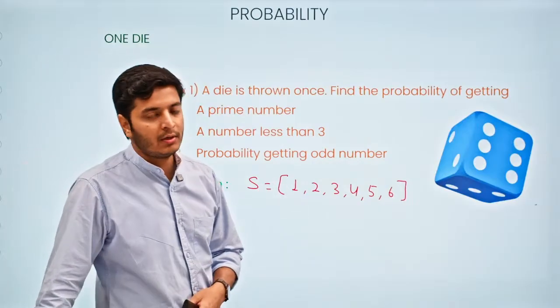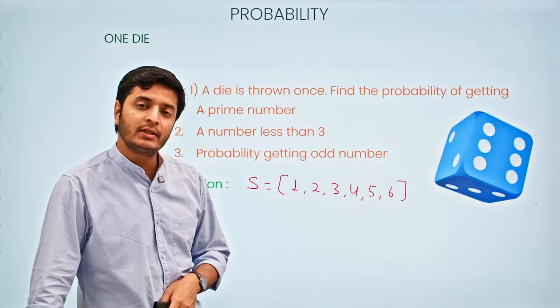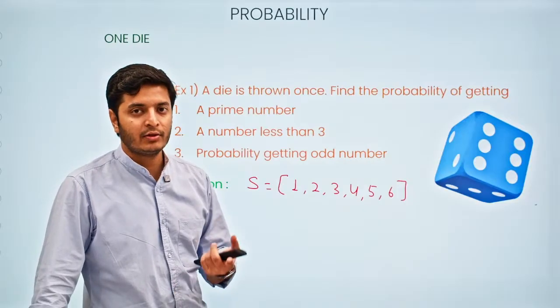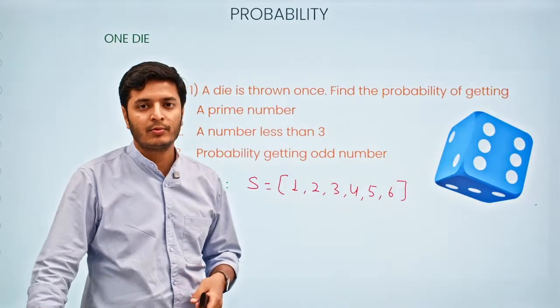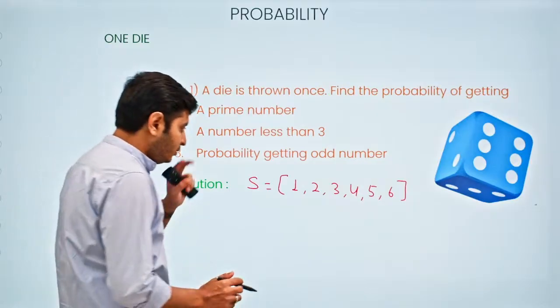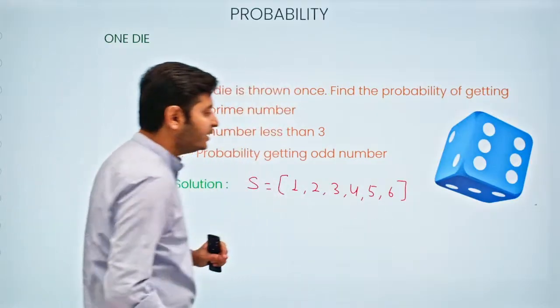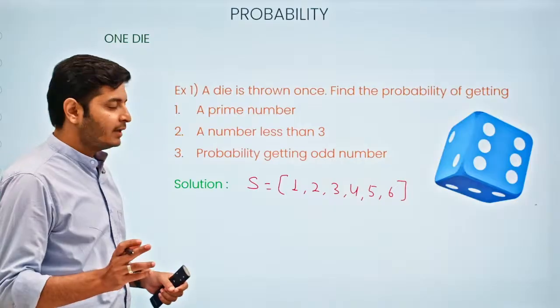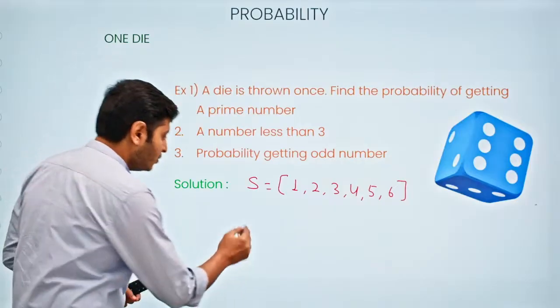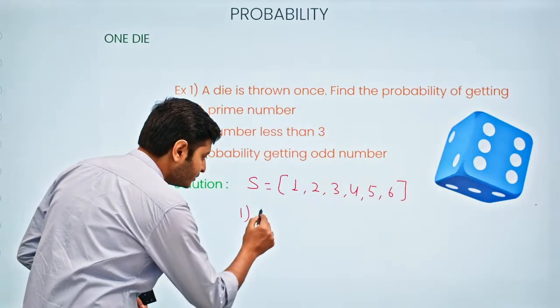Is 1 a prime number? No, it is not. Is 1 a composite number? No, it is not. 1 is a very unique number, neither composite nor prime. So there are 3 numbers, 2, 3 and 5, right? So what is the total number of favorable outcomes?